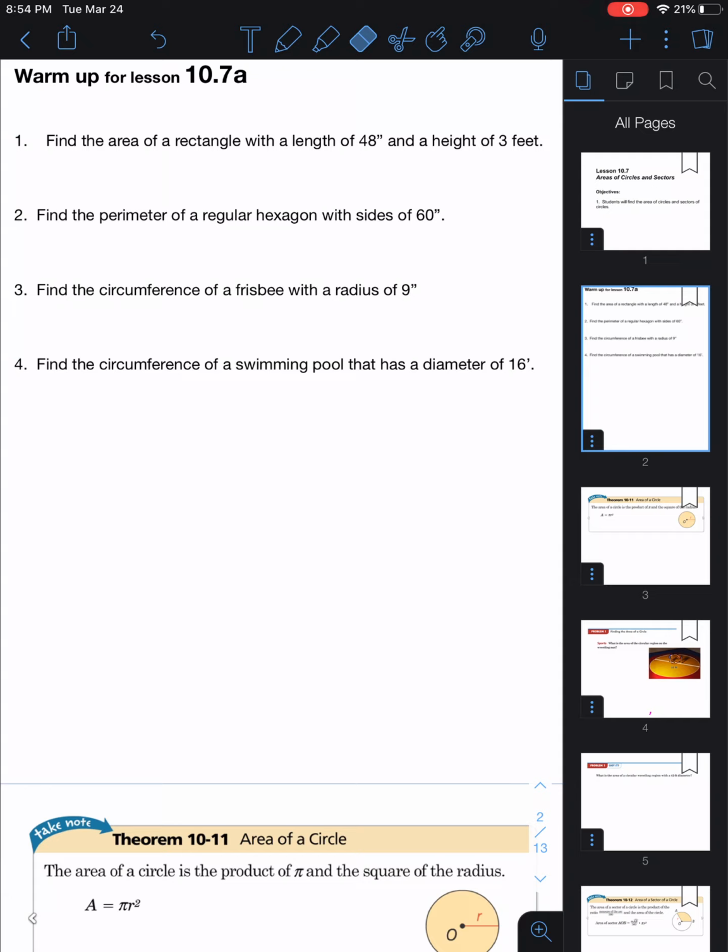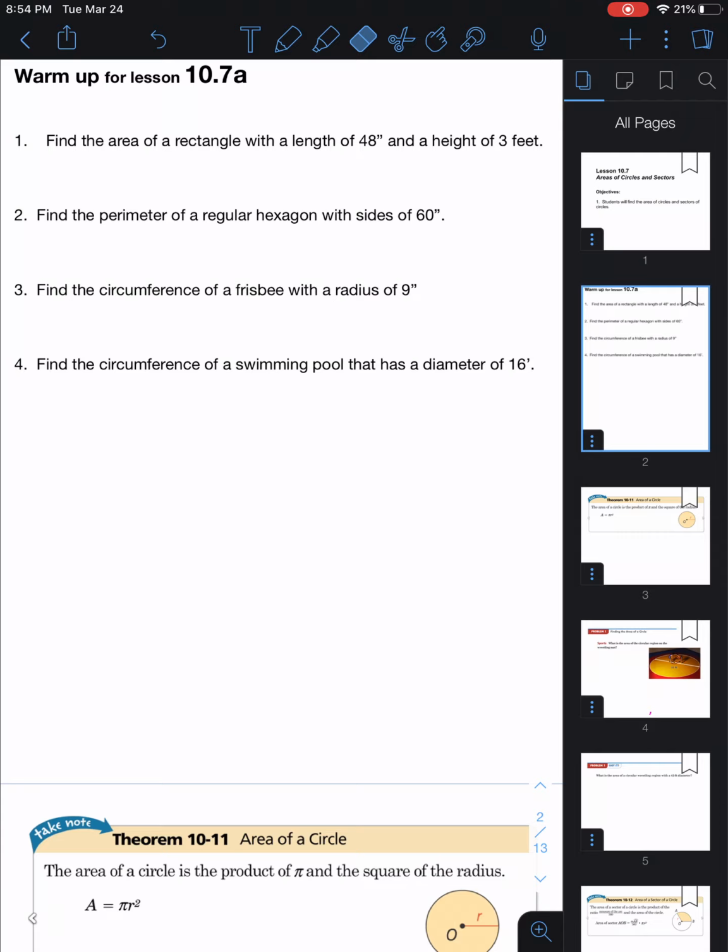Find the area of a rectangle for the length of 48 inches and a height of 3 feet. Find the perimeter of a regular hexagon with sides of 60 inches. Find the circumference of a frisbee with a radius of 9 inches. And find the circumference of a swimming pool that has a diameter of 16 feet.